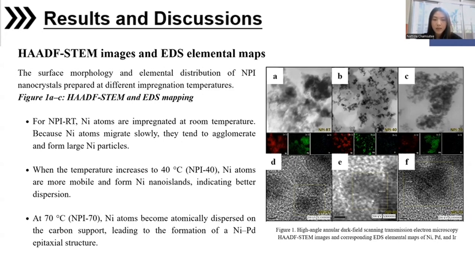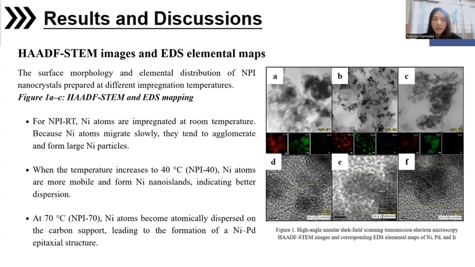that prepared at the different impregnation temperatures. For the NPI-RT, which prepared at room temperature, the Ni atoms migrate slowly during the synthesis, and because of the slow migration, the Ni atoms tend to accumulate and form large Ni particles.